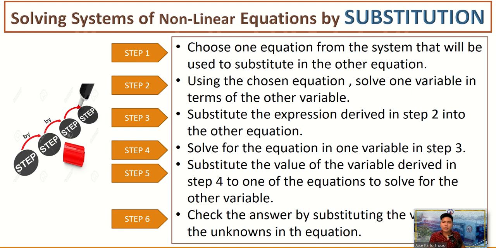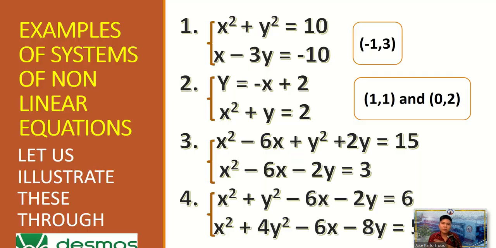Solving systems of nonlinear equations by substitution. These are the steps. First step, choose one equation from the system that will be used to substitute in the other equation. So again, there are two sets of equations. Let us have example number 1: x squared plus y squared equals 10, and the other one is x minus 3y is equal to negative 10.